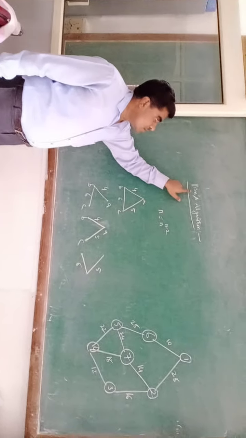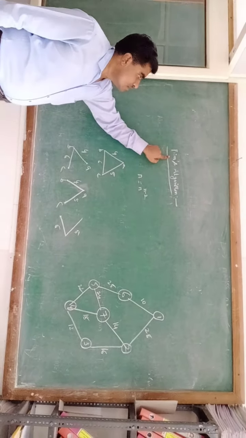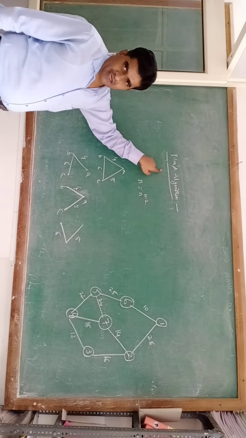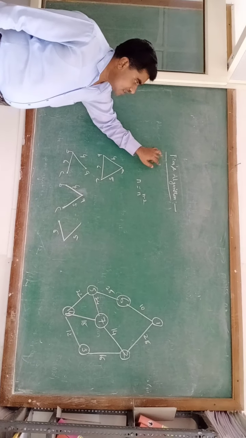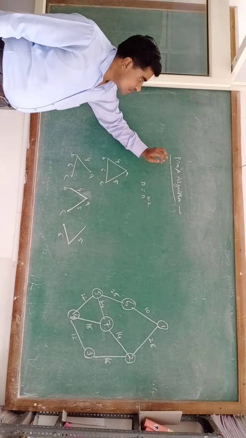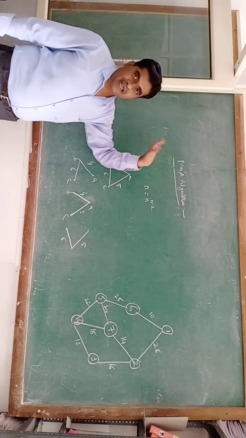Today we will discuss Prim's algorithm. Prim's algorithm is used for finding the minimum cost spanning tree. So it is one of the applications of the greedy method. So first of all, what is a spanning tree?